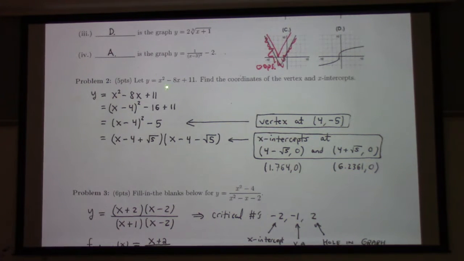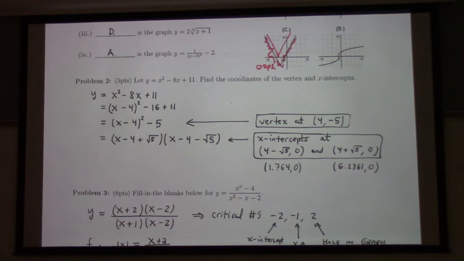So this one here, you're supposed to find the coordinates of the vertex and the x-intercepts, right? So to find the vertex, I complete the square, all right? And when I do that, I get (x minus 4) squared minus 5. Once I have this, I can see just looking at it that the vertex is at (4, minus 5). A lot of you have a minus 4 instead of a 4 here for various reasons. Mostly just misinterpreting the form, I think.